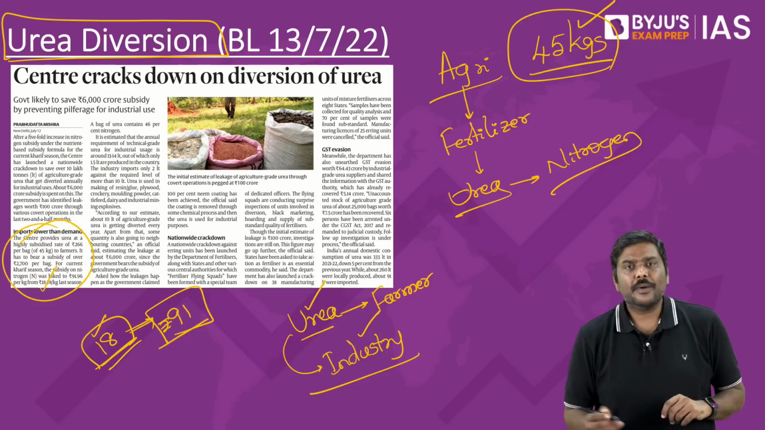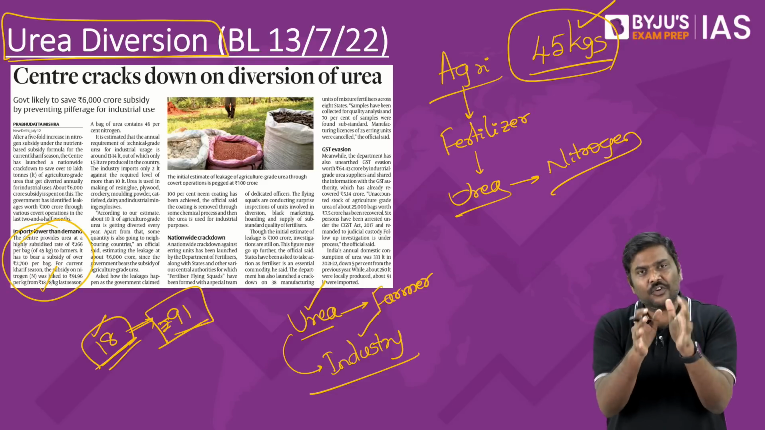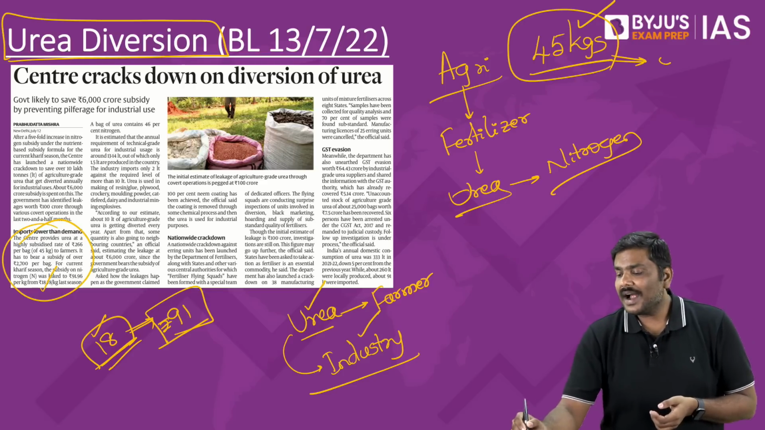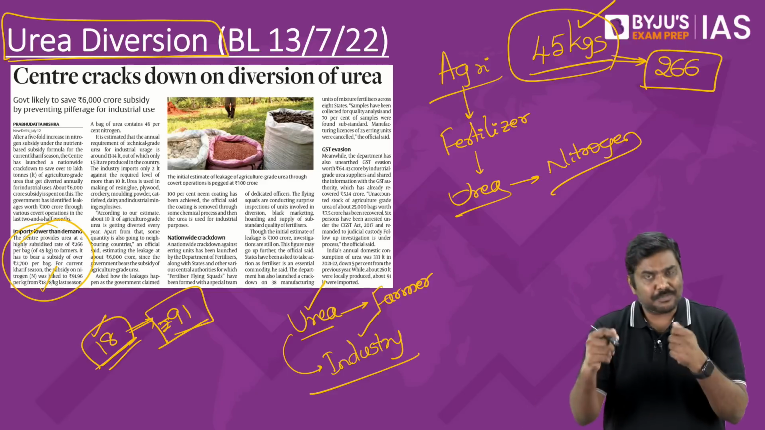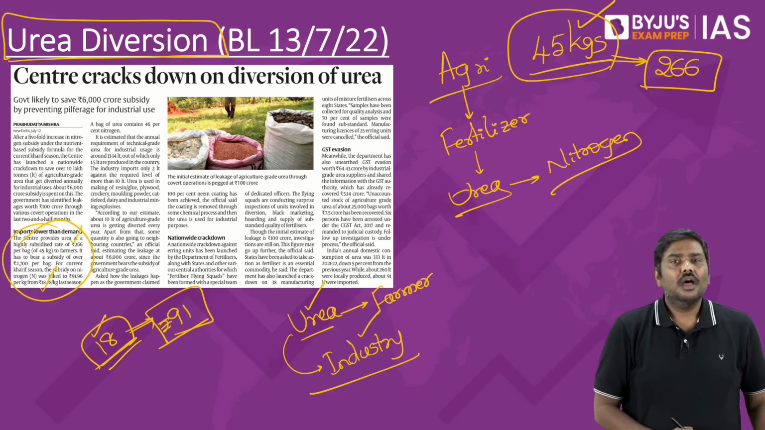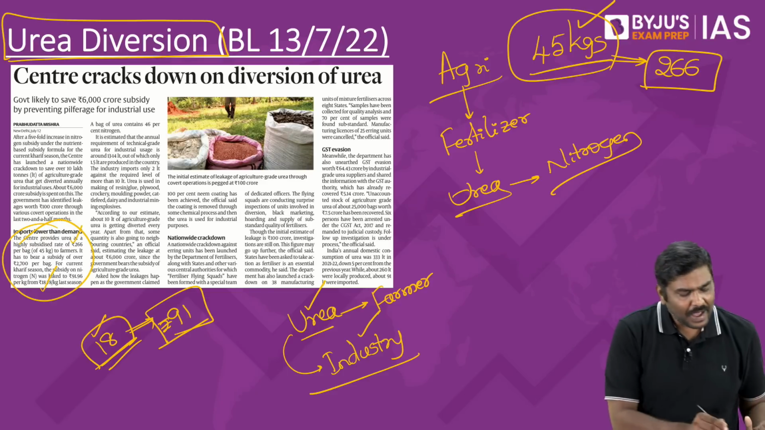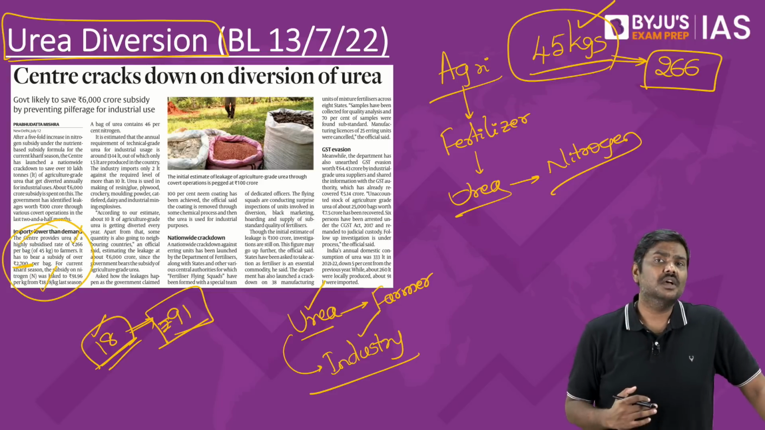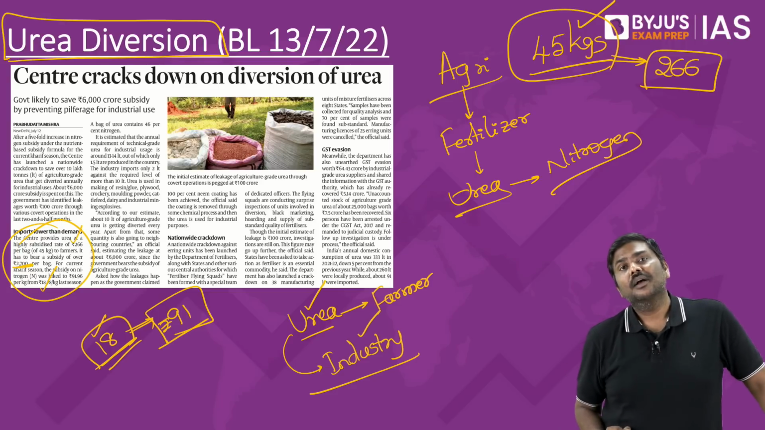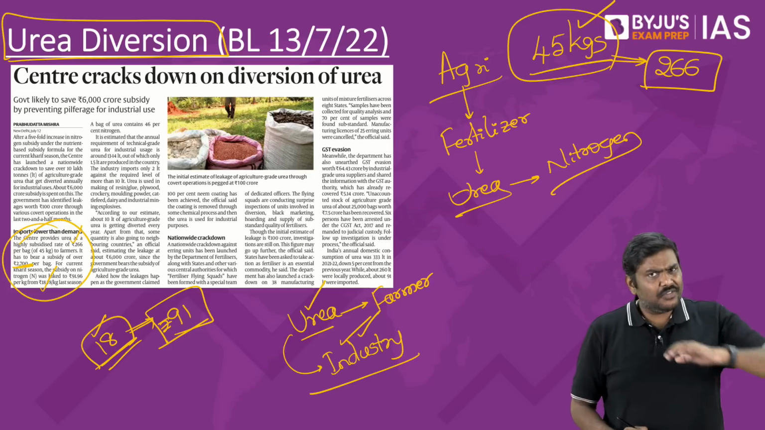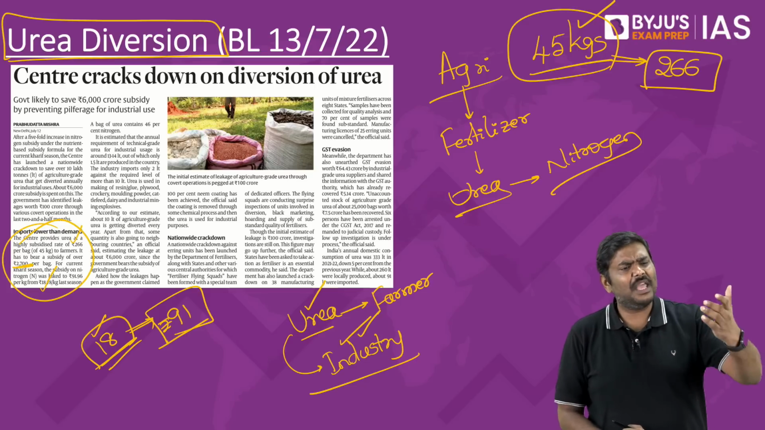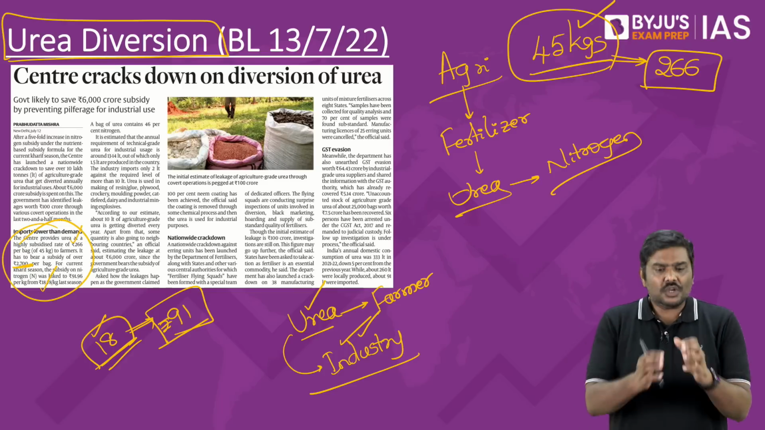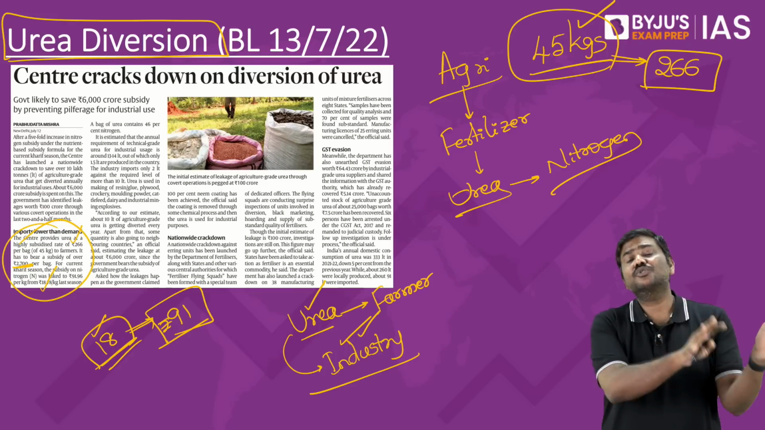So have a look at this. Government, when they sell this particular 45 kg of urea bag to the farmer, it is sold at 266 rupees per bag to the farmer. And the Government of India on this particular bag incurs a subsidy of more than 2,700 rupees. Huge amount of subsidy. But on the other hand, if the industry will purchase this bag of urea, they will be able to purchase it paying the market price, not subsidized price. So generally there is a lot of diversion that used to happen.